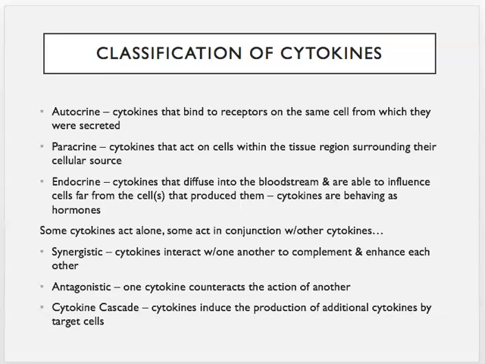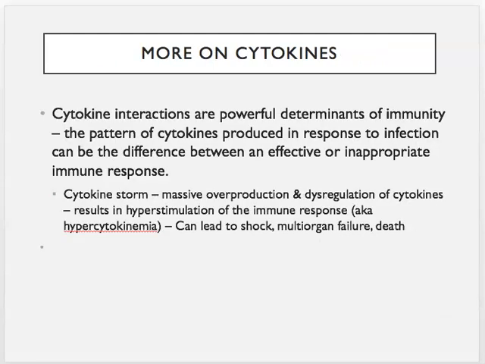A cytokine cascade is where you have cytokines that induce the production of additional cytokines by the target cells. So cytokine interactions are very powerful determinants of immunity. The pattern of cytokines produced in response to infection can be the difference between either an effective or an inappropriate immune response.